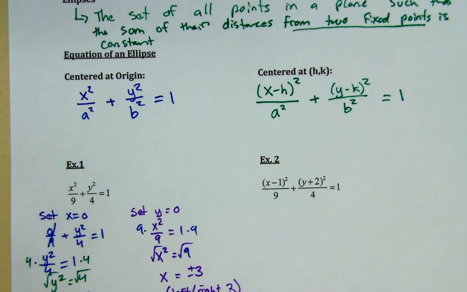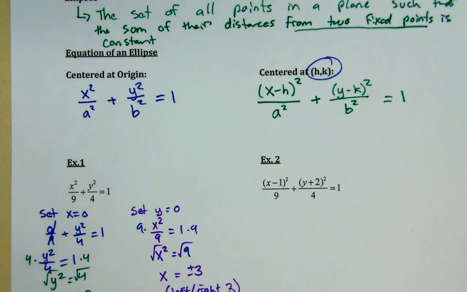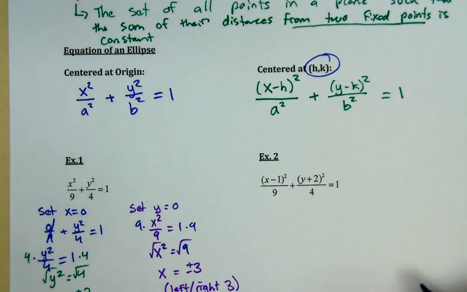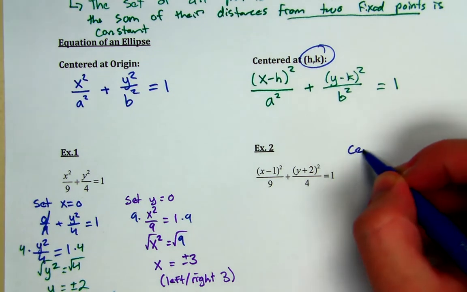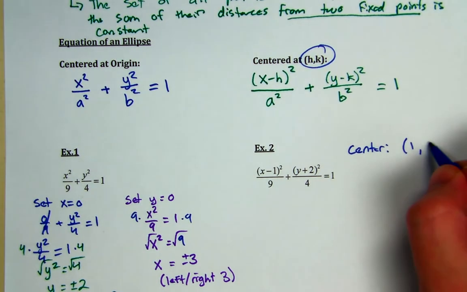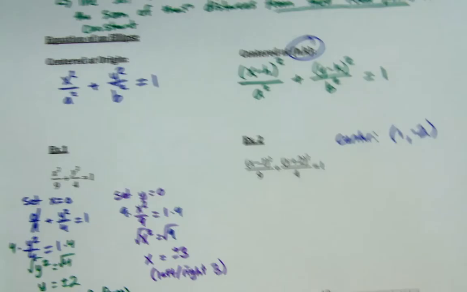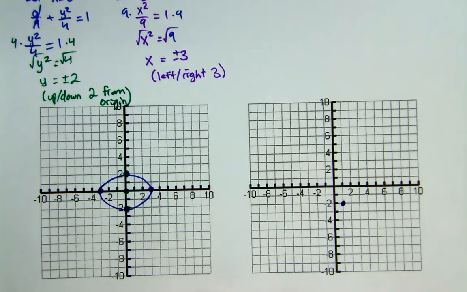So how does that change it? Well, we just have it centered at h, k. So you have to find out what the center is first, and then use the same logic, a squared and b squared, to solve. So we've got here our center is going to be at 1, negative 2. So go to 1, going down to negative 2, and plot that.